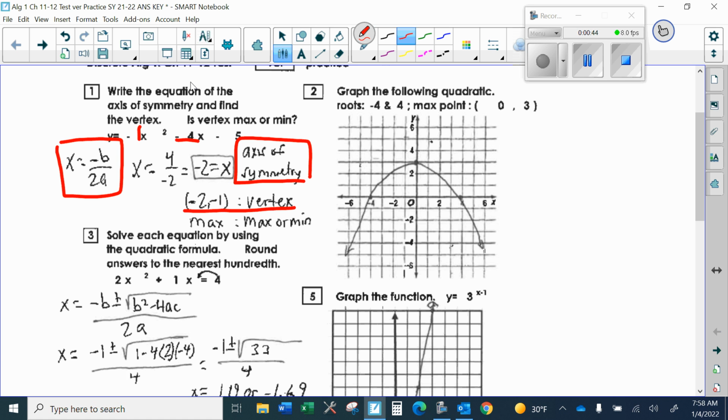And that says, is that a maximum or minimum? Well, I look over here at the coefficient. Since it's negative, that means it opens down. So therefore, it's a maximum right there.